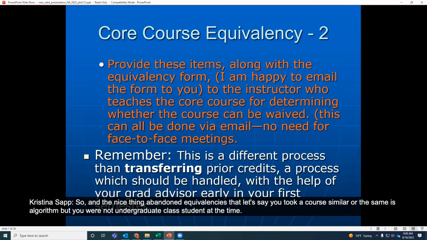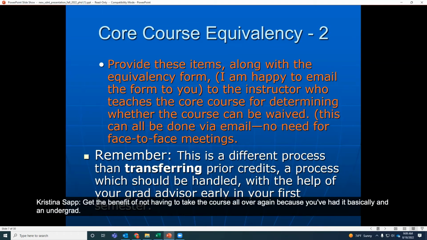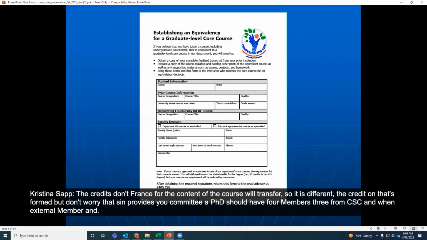The nice thing about an equivalency is that, let's say you took a course similar or the same as algorithms, but you were an undergraduate student at the time, we could still do an equivalency for that, not transfer the credit. That way you would get the benefit of not having to take the course all over again because you've basically had it as an undergrad. The credits don't transfer, the content of the course will transfer. So it is different than transfer credit.